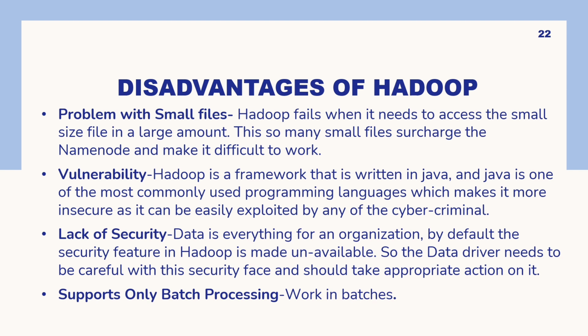Second is vulnerability. Hadoop is a framework written in Java, and Java is one of the most commonly used programming languages, which makes it more insecure as it can be easily exploited by cyber criminals. So it is quite insecure. The next point is lack of security, which is similar. Third and the last is that it supports only batch processing. So Hadoop only works in batches. It supports only batch processing, which delays the work and makes it very slow.